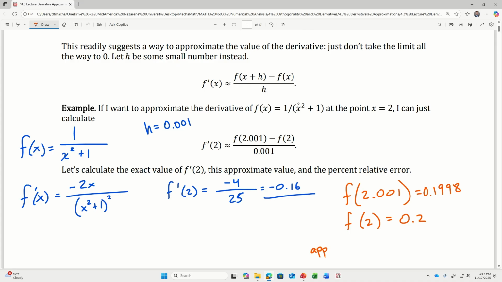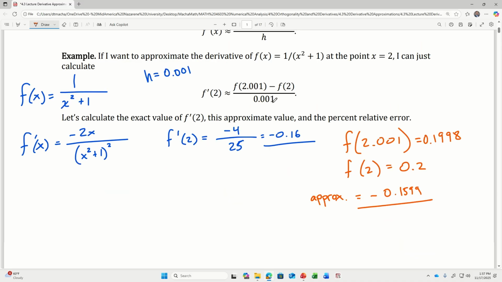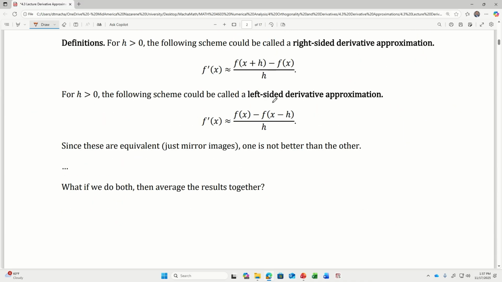So my approximation here, and I rounded to 4 sig fig, so there's going to be rounding error involved, but this is negative 0.1599. And it's pretty close. It's not bad. And the idea is if you choose a smaller number for h, this should get closer to the actual derivative because the derivative is the limit as h approaches 0. That makes sense? Maybe you've even done this before sometime. Okay.